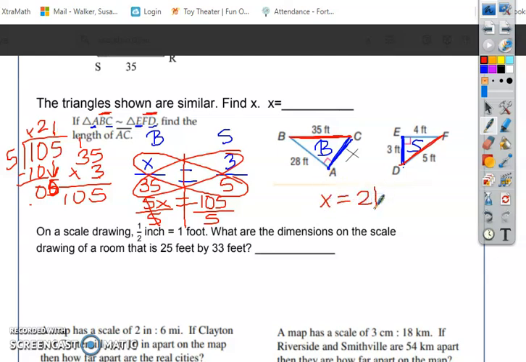So, as I'm looking at this, remember 3 was the shortest side. This is the shortest side. So, it should be less than 28. Okay? Just to check for reasonableness.